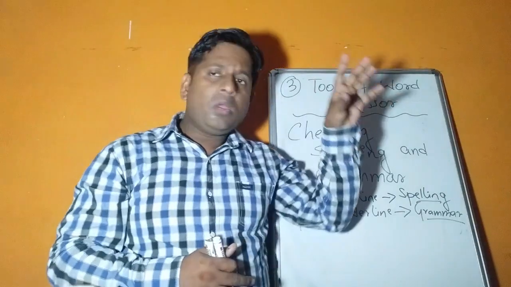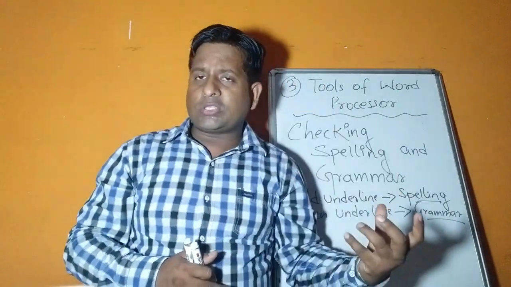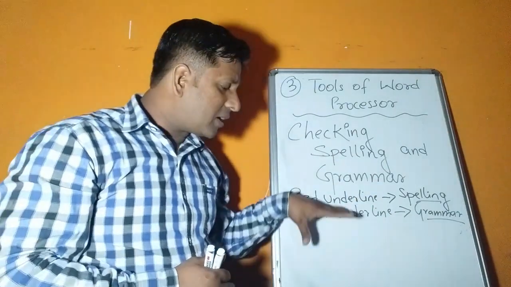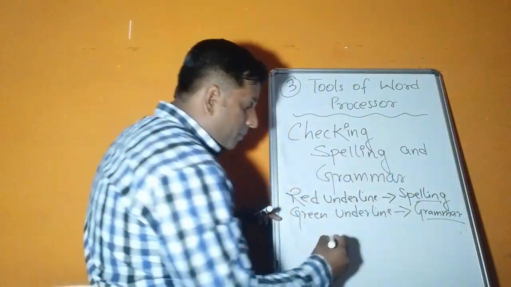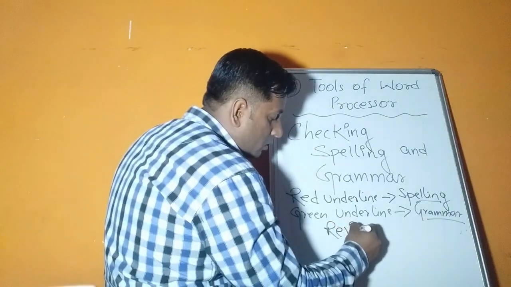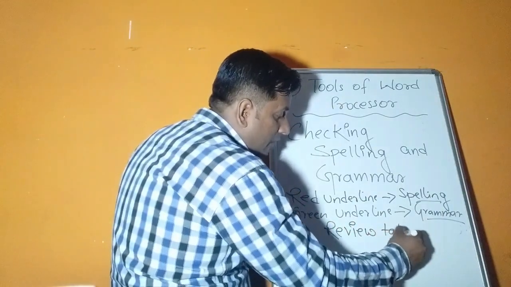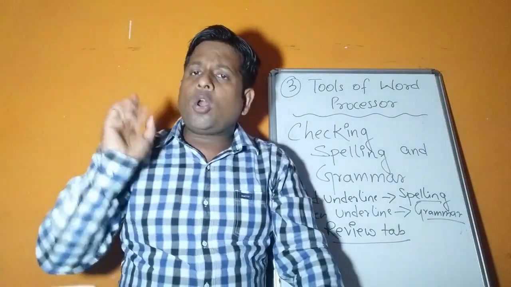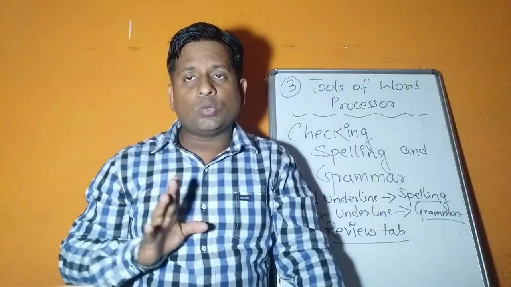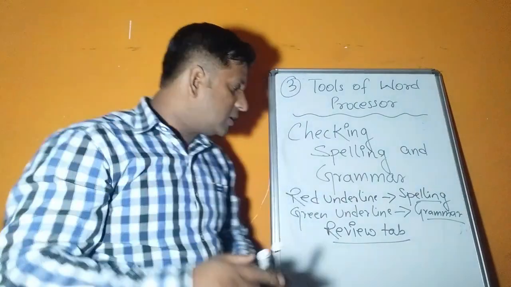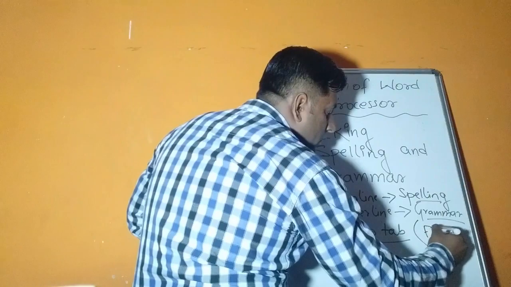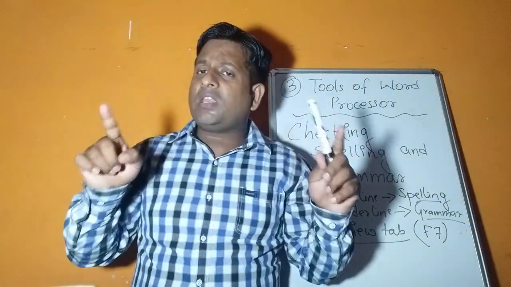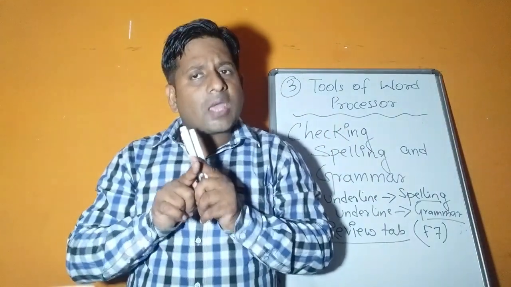Okay, now practically how do we do this, from where do we get the spelling and grammar options? Okay, spelling and grammar options we get from the review tab. So from the review tab we get the spelling and grammar option, or you can use a shortcut key also. There is a shortcut key. Shortcut key is the F7 key. So when you press the F7 key, automatically a spelling and grammar check dialog box appears.